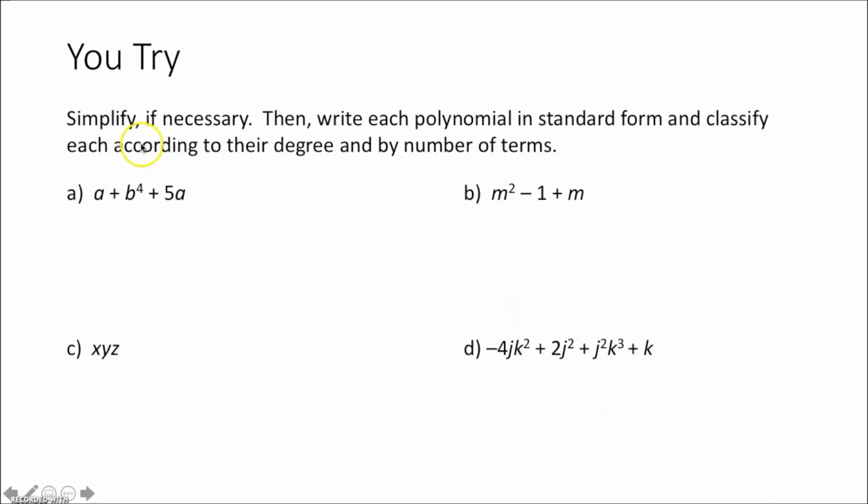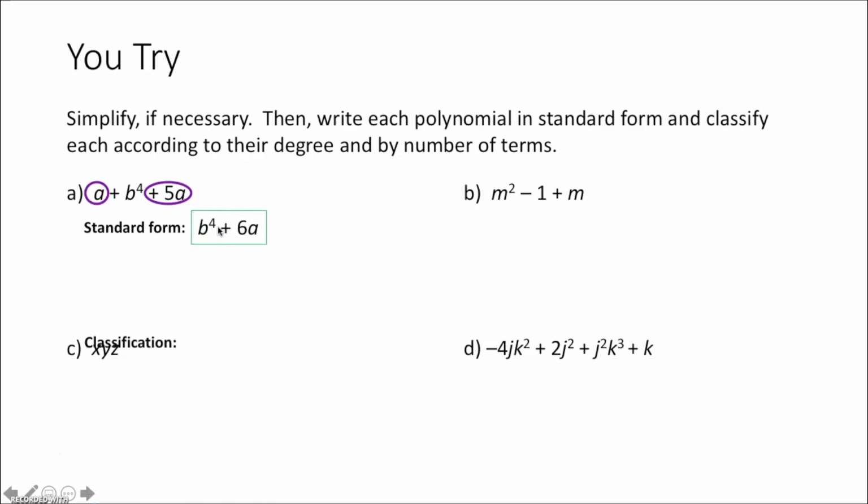You try. Okay, doing the same thing. First, simplify if necessary. Do we simplify this? Yeah, actually, it has 2 like terms, the a and the 5a. How do we combine those? What's a plus 5a or 1a plus 5a? That's 6a. So we have 6a and then we have b to the fourth. So which term comes first? Well, that's b to the fourth, right? That's the highest degree. So if we're writing it in standard form, b to the fourth plus 6a.